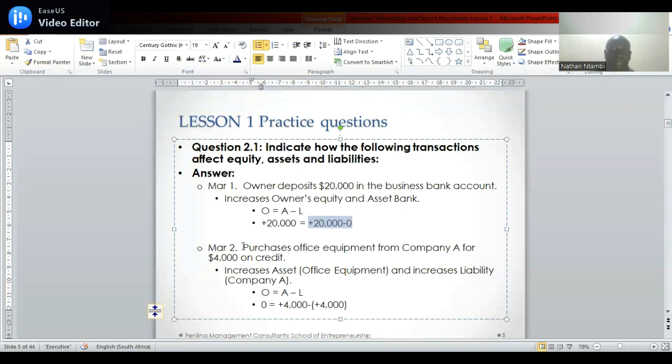March 2, purchases office equipment from company A for 40,000 on credit. This increases the asset of equipment and also increases the liability, which is company A. Therefore, if you put it in our equation, you're going to say 0, because there is no effect on owner's equity, equals plus 40,000 minus plus 40,000, because liabilities are also increasing.